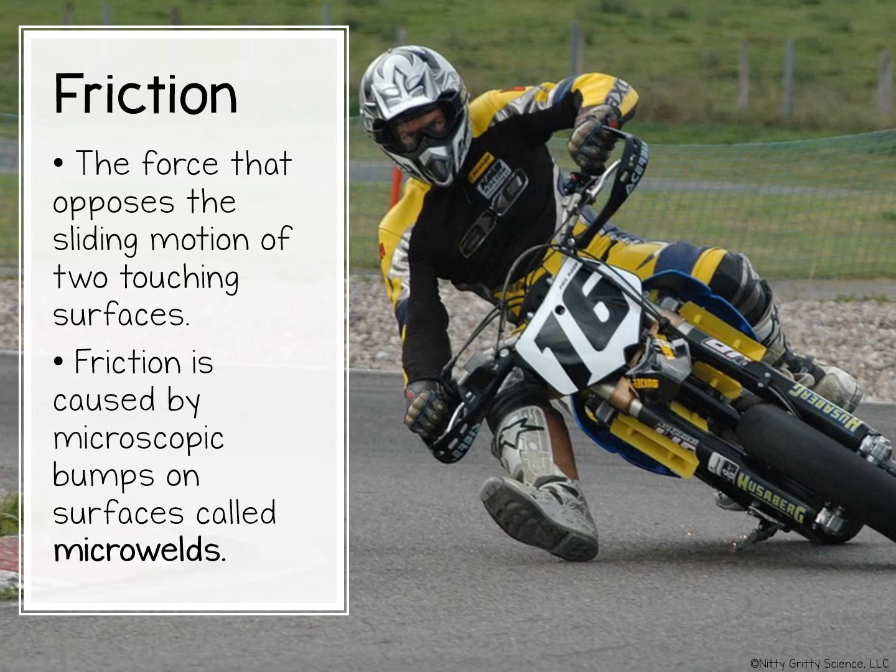Friction is the force that opposes the sliding motion of two surfaces that are touching each other. The amount of friction between the two surfaces, such as your socks and the wooden floor, depends on two factors: the kinds of surfaces and the force pressing those surfaces together. Both surfaces of your socks and the wooden floor may seem smooth, but under a microscope, you would see tiny bumps going across both surfaces called microwelds.